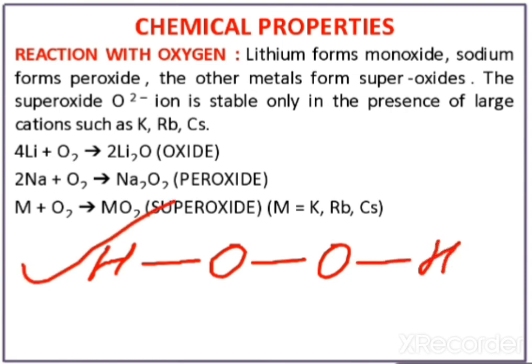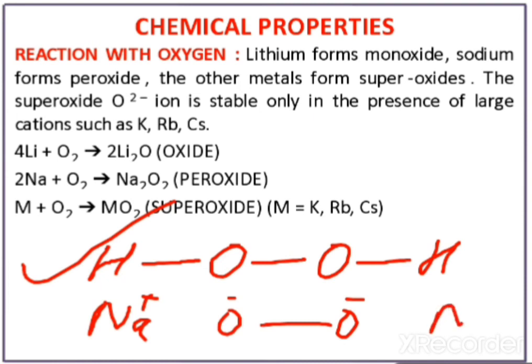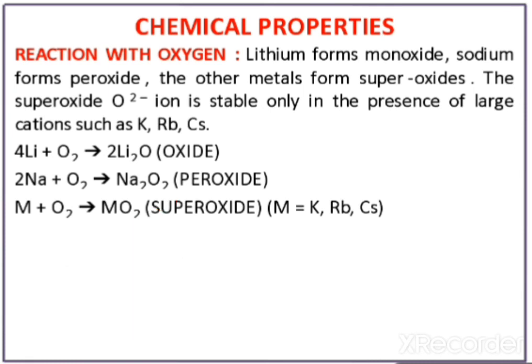This is a completely covalent compound. Like that, Na plus O2 2 minus, Na plus. This one is now an ionic compound, and this is the peroxide. After the peroxide, now superoxide. The next term is superoxide. So the formula of superoxide is MO2. This is superoxide, MO2. Okay, so this is the difference.